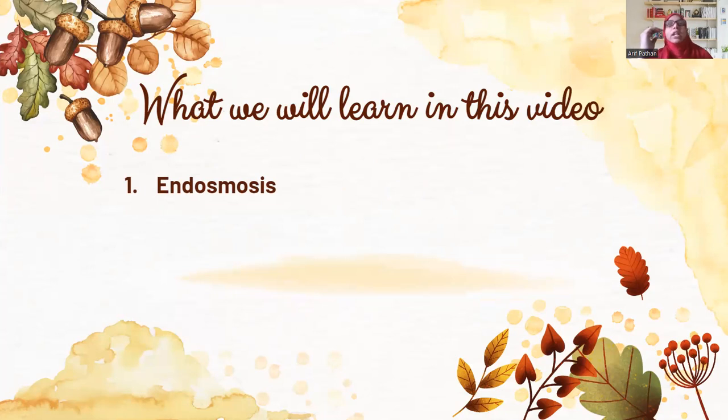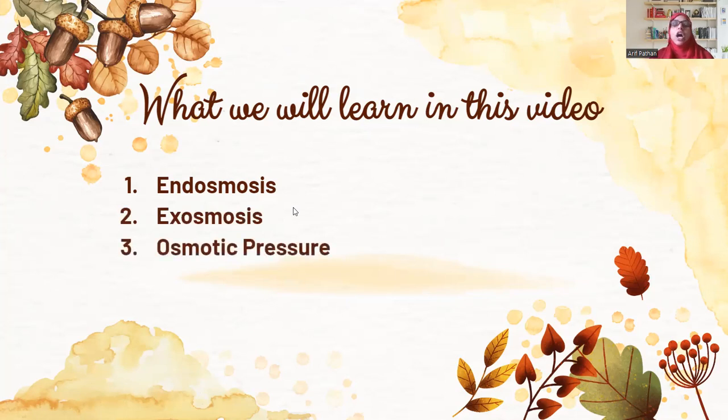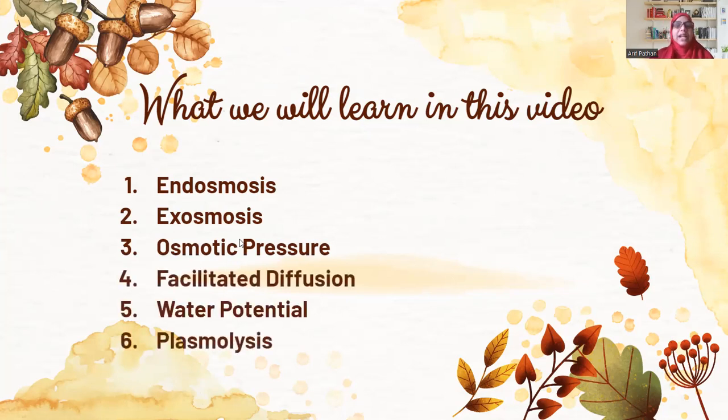We have covered the hypotonic solution and isotonic solution with respect to osmosis. Now we will discuss endo and exoosmosis in this video. With relation to that, we will be doing osmotic pressure, facilitated diffusion, water potential, and plasmolysis. Basically, these are short concepts. We will just be doing the definition and understanding it with an example.